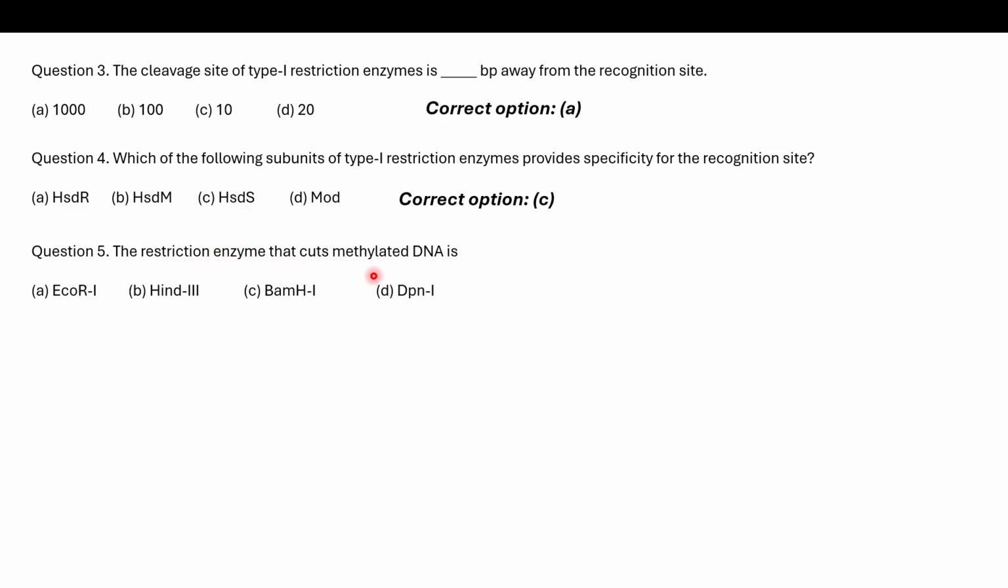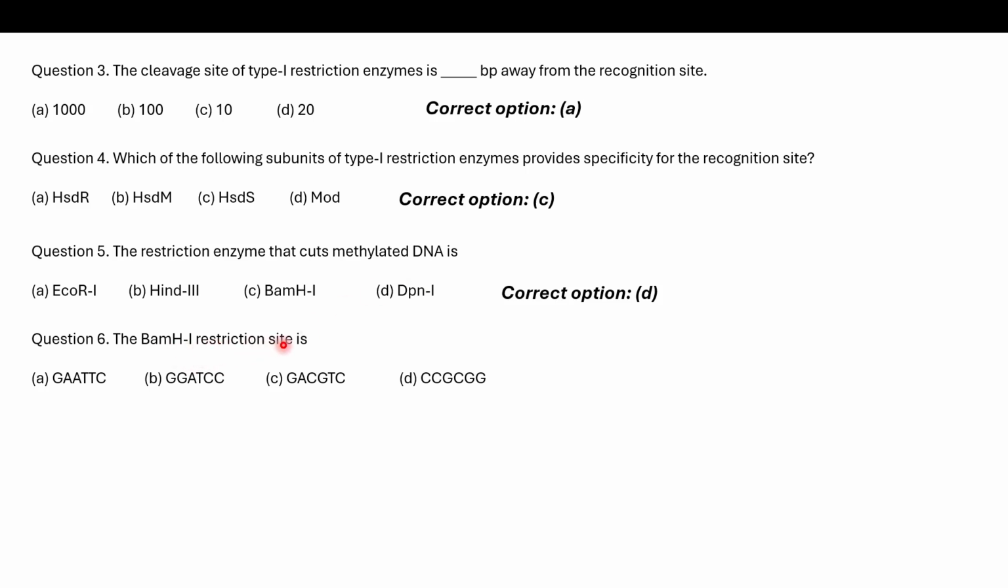The restriction enzyme that cuts methylated DNA is, now there can be restriction enzymes which aren't able to cut the methylated DNA. However, there are restriction enzymes available which cut the methylated DNA as well. Such an enzyme is this particular enzyme, DpnI. Okay, this one.